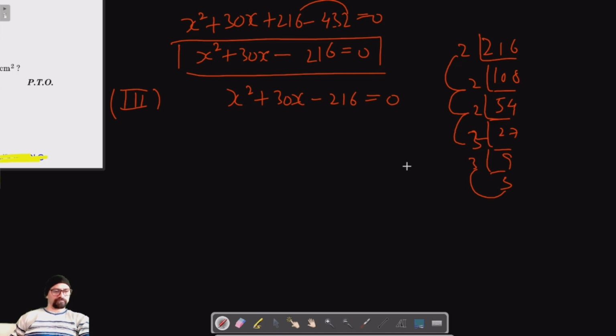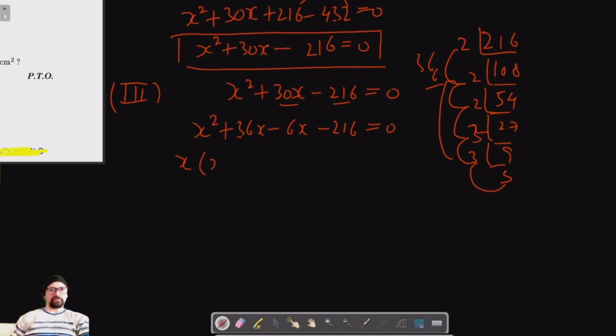So our factors are x squared plus 30x minus 216, which will give us the factors. So this is 36, 2 to the 4, 4 to the 8, or 3 to the 9, and 9 fours are 36 and 6. So this is x squared plus 36x minus 6x minus 216 is equal to 0, and x is common.